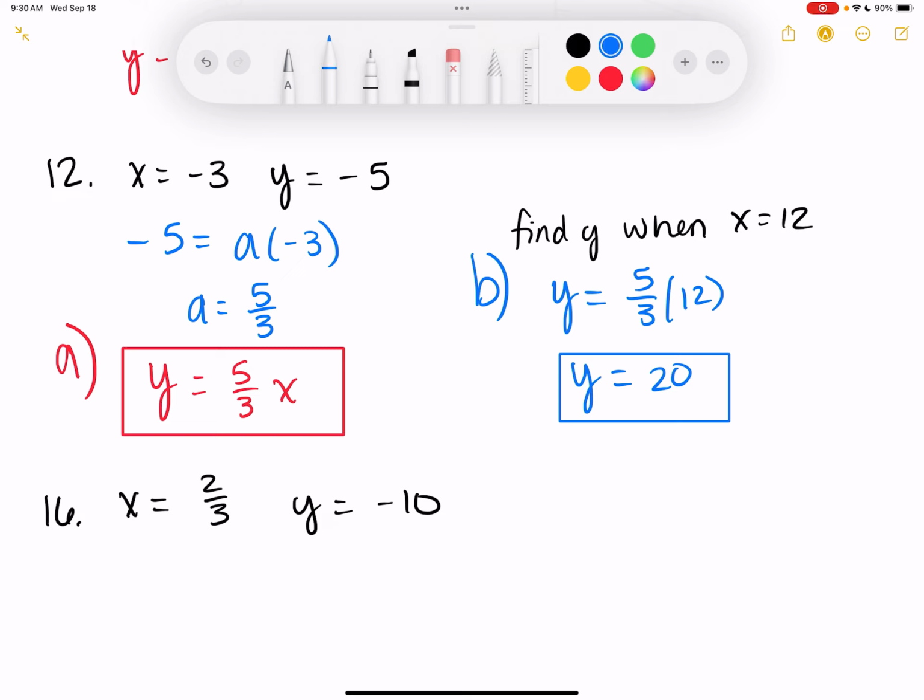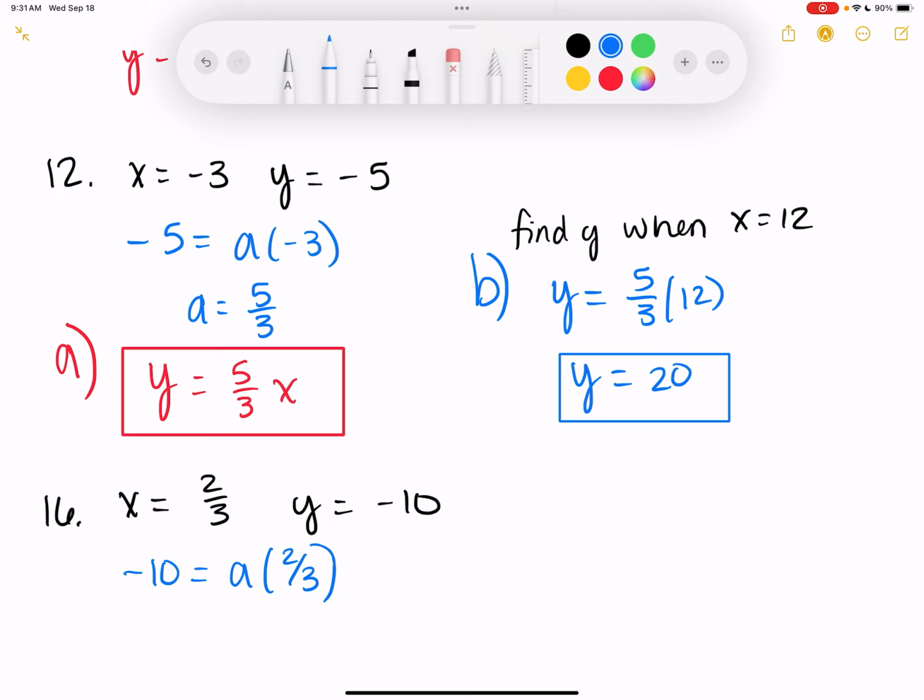What do I do first? y equals ax. Burn math. Which would be y, negative 10 equals a times 2/3. Which we have to multiply. Which would equal 20/3, which is negative 20.